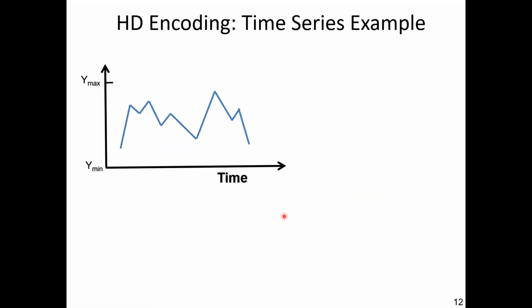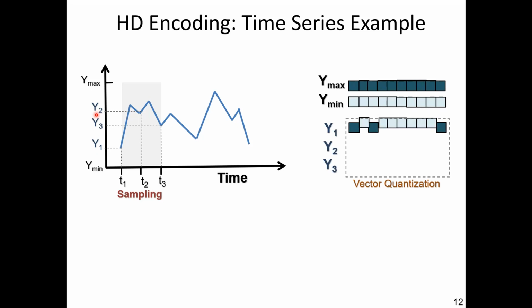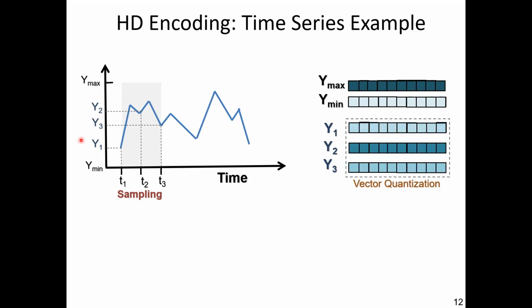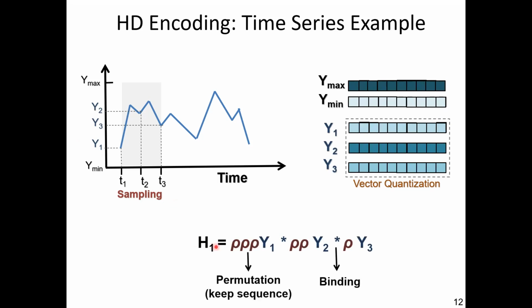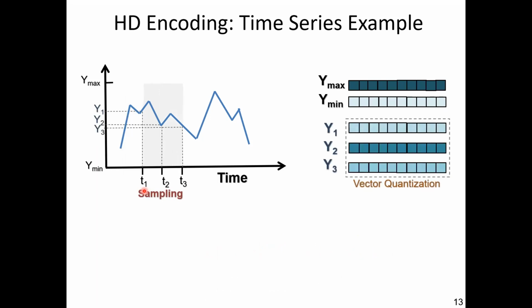Similarly, take a time series as one more example. If I want to encode the windows that I show here, we generate a random vector for ymin and ymax, which are the minimum and maximum values my signal can get. After that, we do vector quantization to generate a vector representing each intermediate y. Now the encoding can be a binding operation between the y's and permutation to preserve the position or timing. If the window shifts ahead in time, we can do vector quantization again and generate a new encoded vector for H2, the second window.